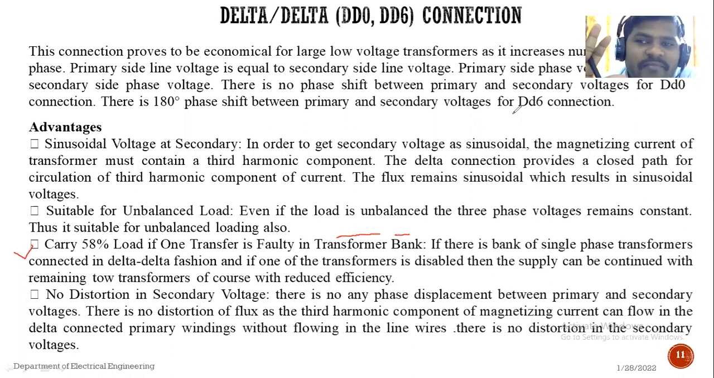So if I am using a bank of 3 single phase transformers to construct one 3 phase transformer, and if any one of the transformers, that is any one of the single phase transformers, becomes faulty. त्याच्यामधला एखादा सिंगल फेज ट्रान्सफॉर्मर जर फॉल्ट झाला, डेल्टा कनेक्टेड सिस्टीम मधलं मी सांगतोय. Okay, then the other two transformers will be able to carry a 58% load.